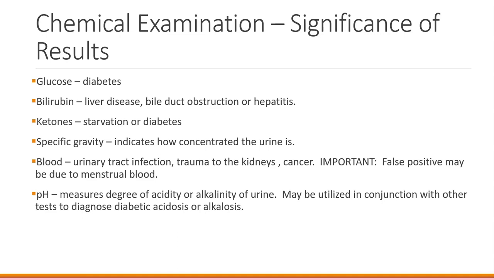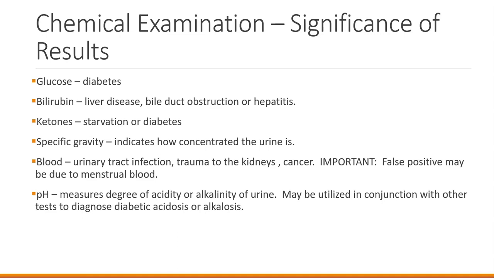And I always tell the story that my dad, he was relatively healthy, but we noticed he was starting to lose weight. And so he went to the doctor, and the only abnormal finding was blood in his urine. It turns out he had kidney and bladder cancer, and that was what was causing the blood to go into the urine. Very important note is that a false positive may be due to menstrual blood. This test tests for blood. It doesn't know whether it's blood from the bladder or the kidneys or from a menstrual cycle.